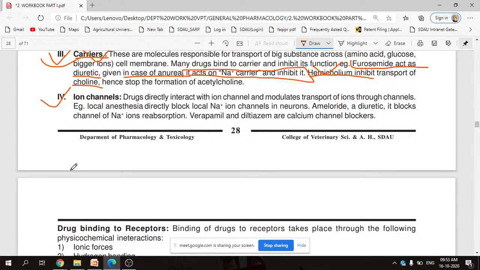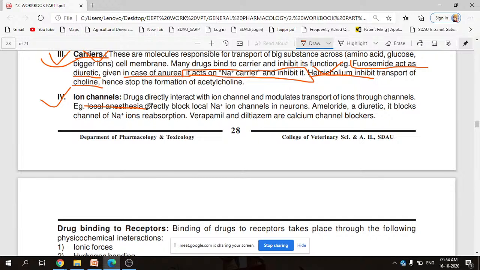The drugs either directly interact with the ion channels, or they modulate the activity or opening and closing of the ion channels or movement of the ions through the ion channels, and in this way they will produce the therapeutic effect. The best example is the local anesthetic. Local anesthetic means that if you apply the anesthetic on skin, it will become insensitive.